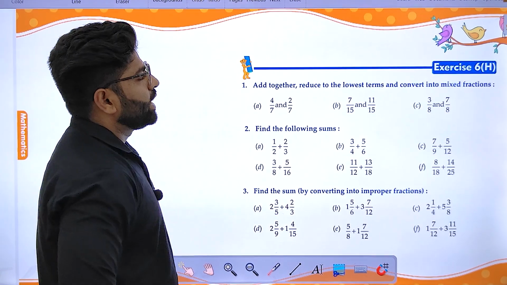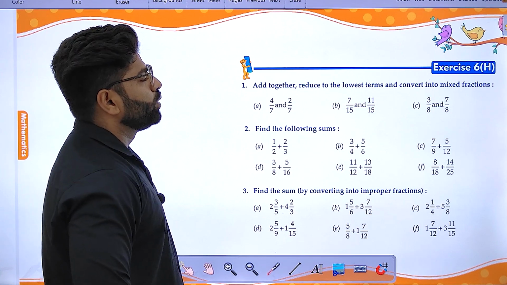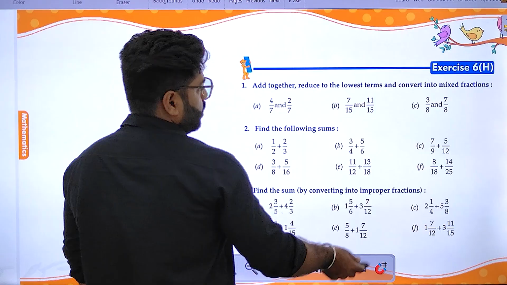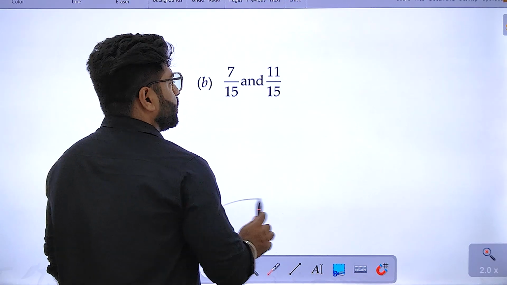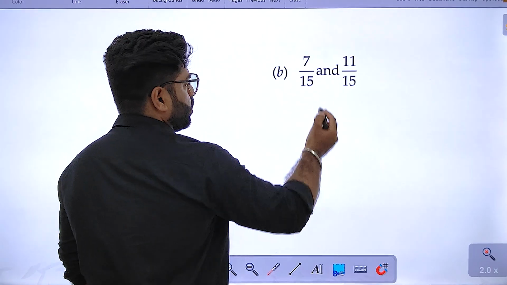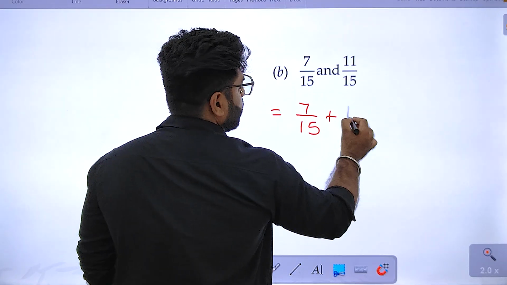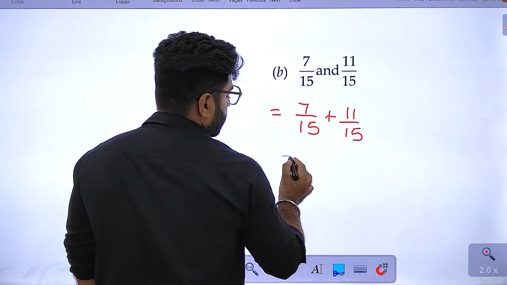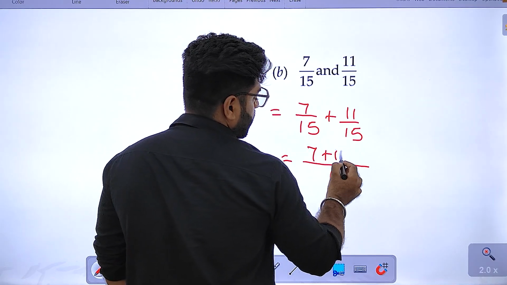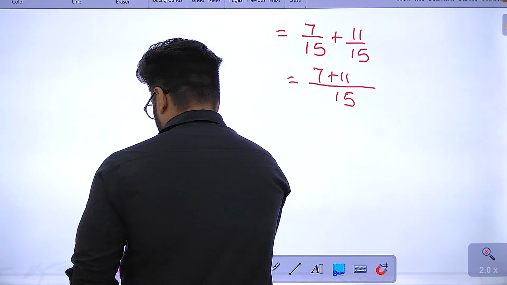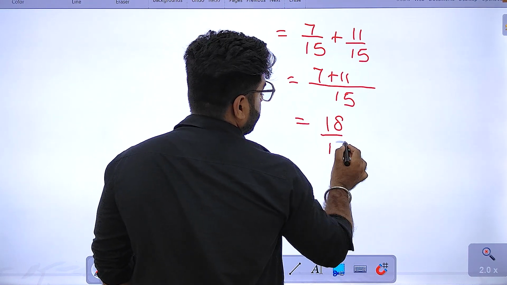Okay, come to question exercise 6H, question number 1: add together, reduce to the lowest term and convert it to mixed fraction. Okay, so let's pick this one. Here we are having like fractions because the denominators are same. So we are going to add them, just like 7 by 15 plus 11 by 15. Here we are having 15 as a common denominator, so we are having 7 plus 11. If we add them, 7 plus 11 is 18 by 15.